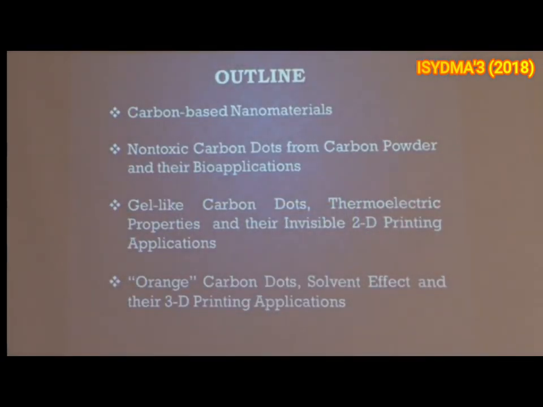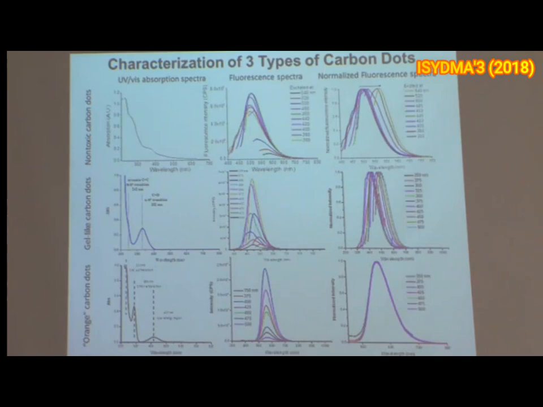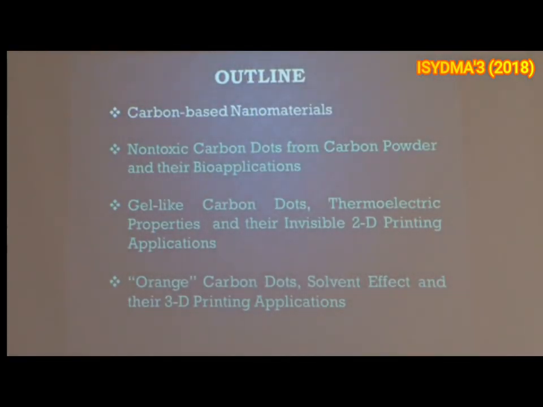So for these non-toxic carbon dots, first of all, we started with the top-down approach, that means carbon powder. And with this approach, the way to characterize the carbon dots is mainly UV-visible absorption and fluorescence spectroscopy. Just to mention, there are 3 types of carbon dots, and these 3 types in fact correspond to what I mentioned in the outline: the top-down approach with the carbon powder, and the second one is gel-like carbon dots, which is also a bottom-up approach.